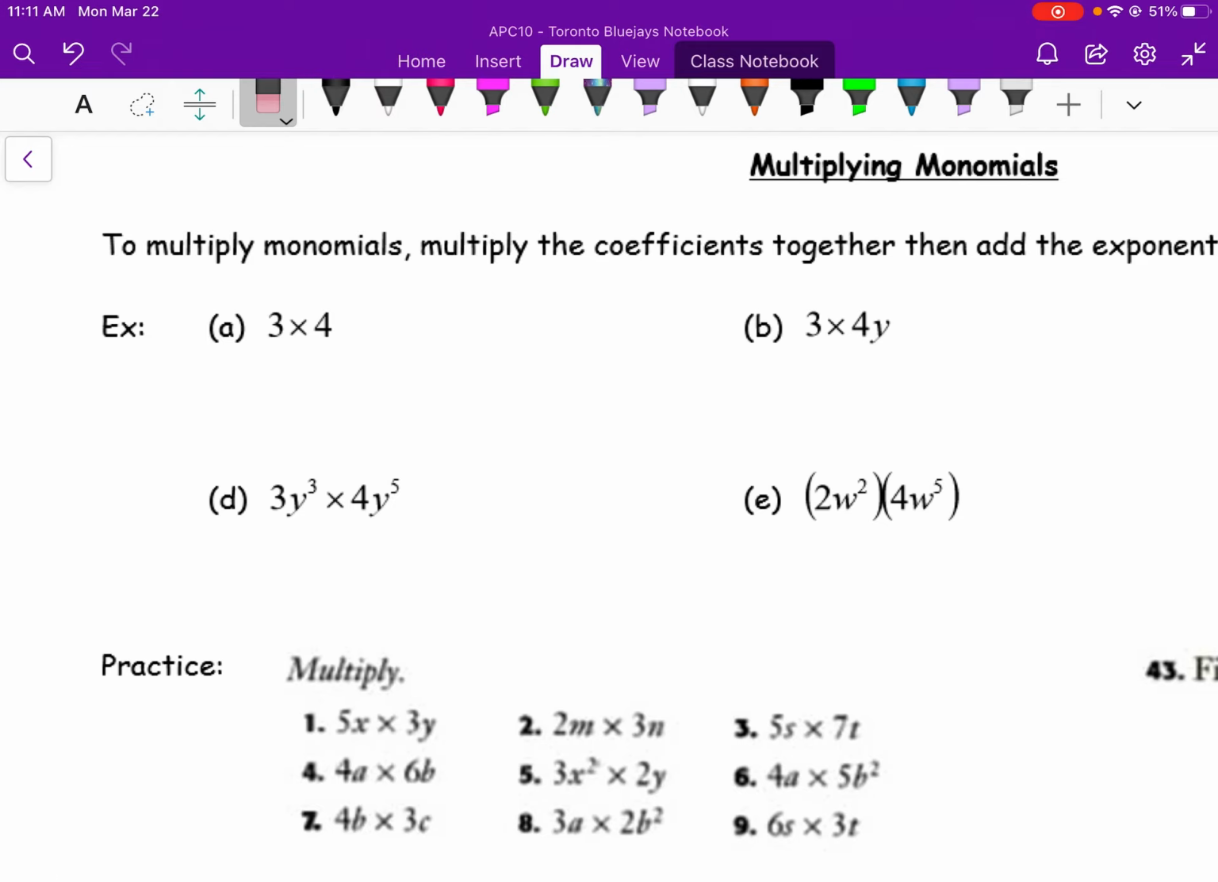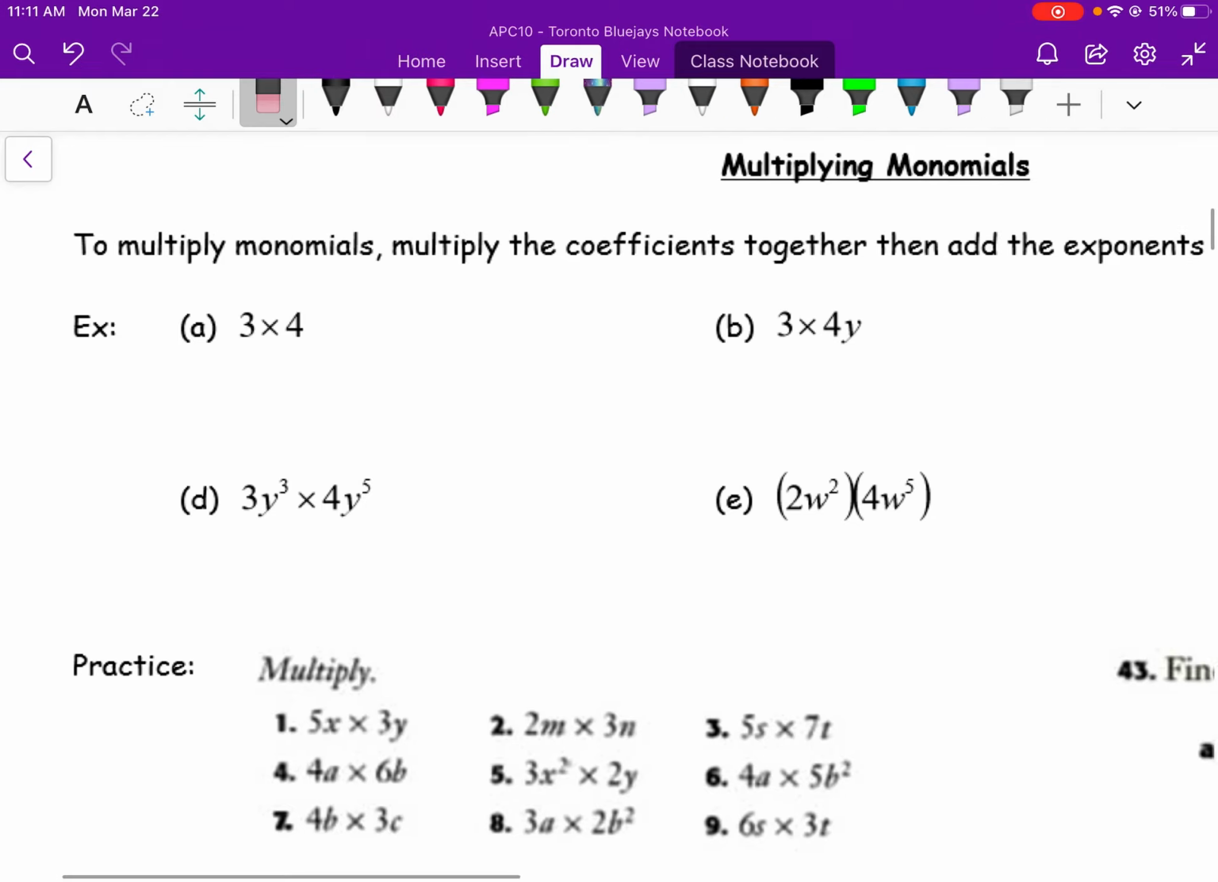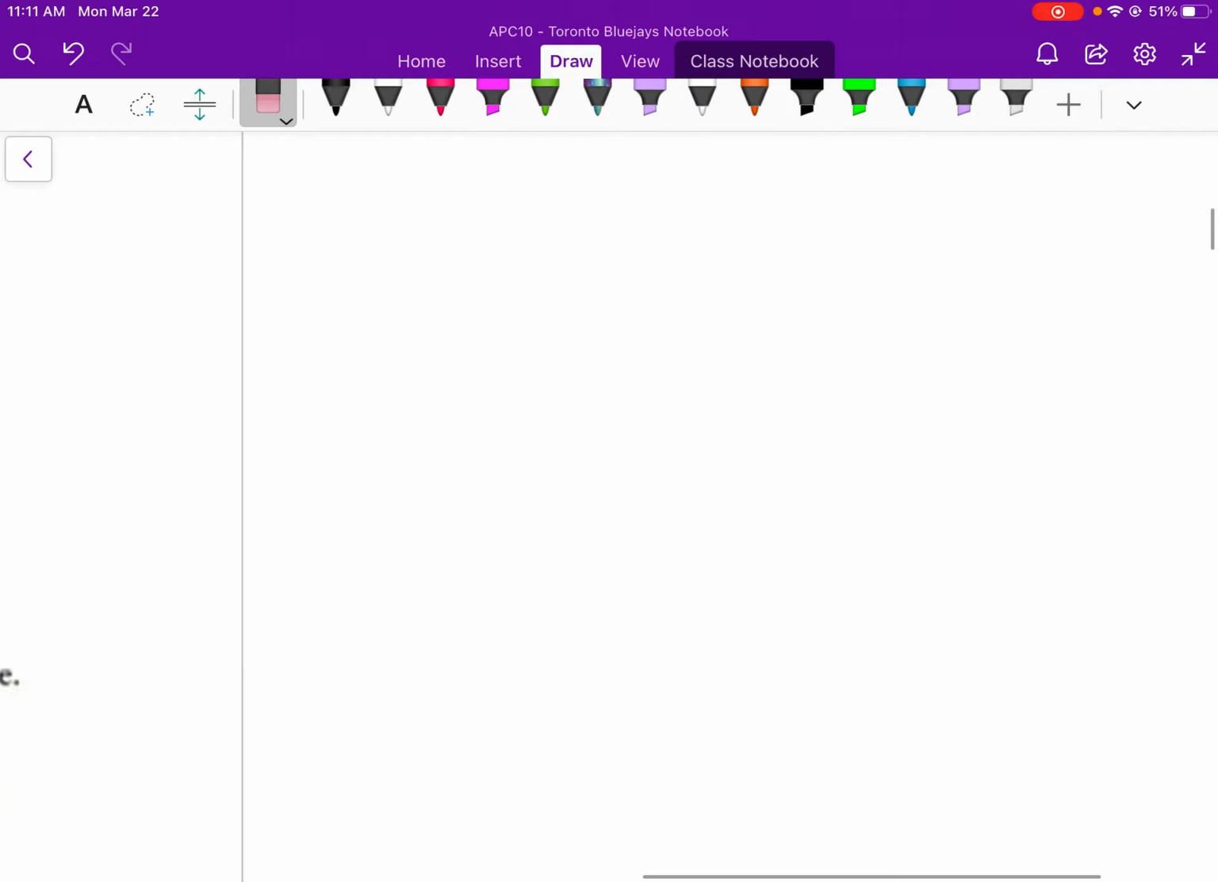All right, so we're going to be multiplying monomials. I just want to go over some basic facts of multiplying that will help us with multiplying monomials. The commutative nature of math says A times B times C is equal to C times B times A. So when we're multiplying two or more quantities, order does not matter in multiplication.